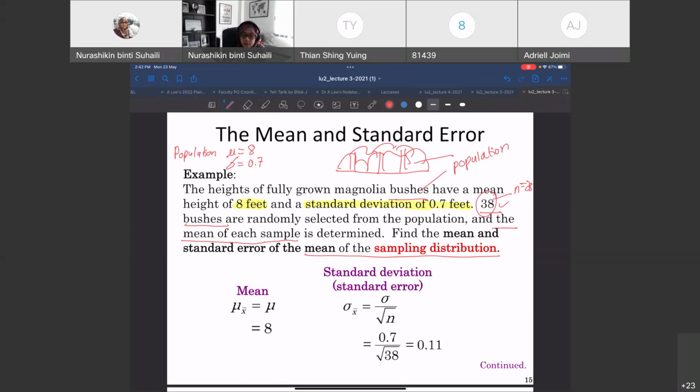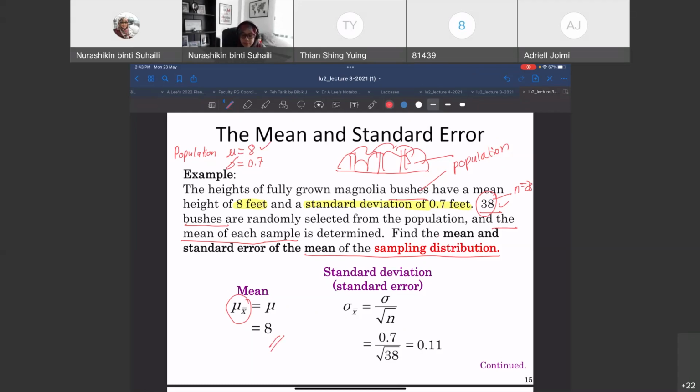So it means that for the sampling distribution, we can assume that the mean of the sampling distribution is equal to the population mean. So you can equalize it to 8, because this is the value here. That's the first thing. And then, because the question asks to find the mean and standard error: standard error is the standard deviation of the sample means, right? So that's the mean value.